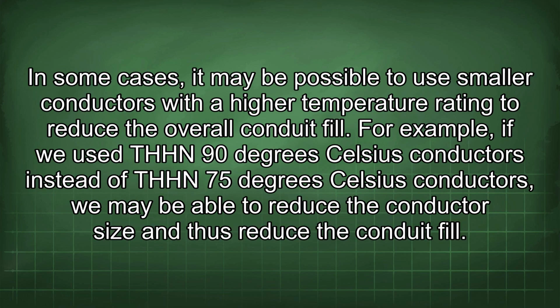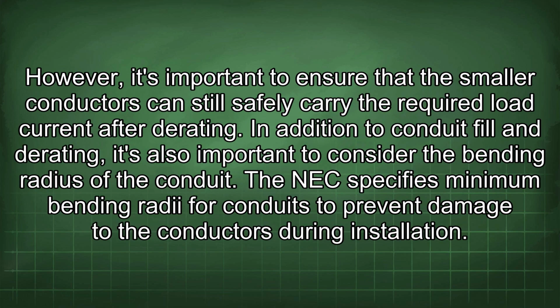In some cases, it may be possible to use smaller conductors with a higher temperature rating to reduce the overall conduit fill. For example, if we use THHN 90 degrees Celsius conductors instead of THHN 75 degrees Celsius conductors, we may be able to reduce the conductor size and thus reduce the conduit fill. However, it's important to ensure that the smaller conductors can still safely carry the required load current after derating.